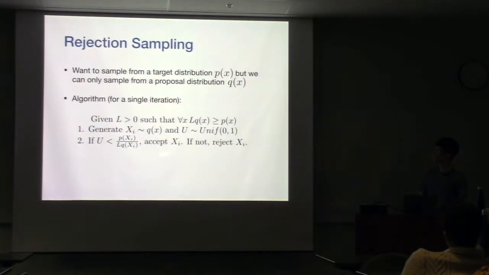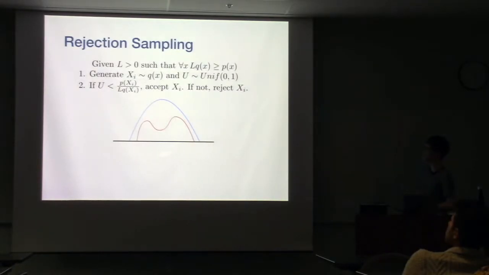So if you wanted to generate, let's say, n samples from the target distribution p(x), you might need to repeat this many times, because every time you reject something, you just throw it away. And it turns out that the probability of accepting a sample is about 1 over L. So you want L to be very small so that you'll accept many of your samples.